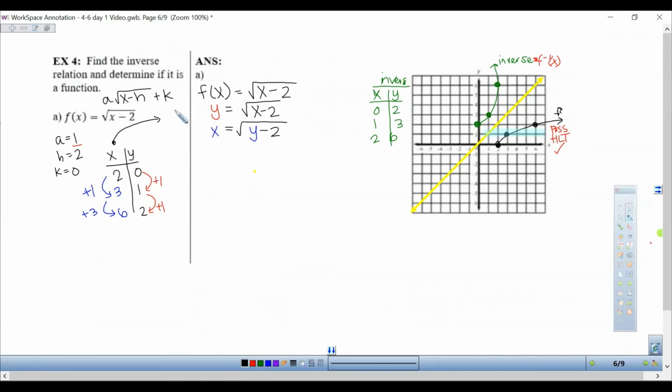And then I have to solve for y. I'm going to rewrite this just so I can see the steps separately. So in order to solve for y, I need to first get rid of the square root. So to undo a square root, I have to square both sides. So I'm going to square both sides. That's going to give me that x squared is equal to y minus 2.